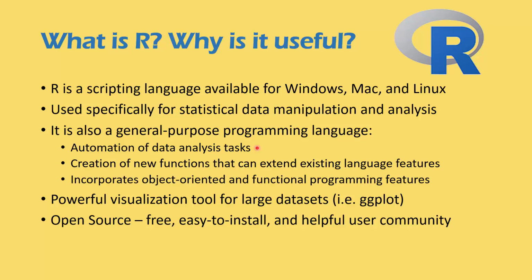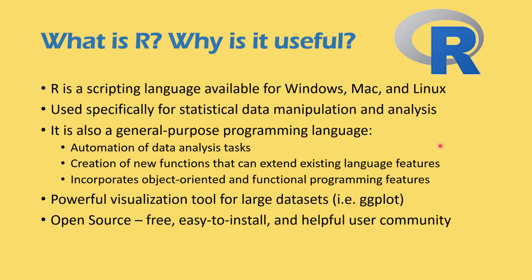So what is R and why is it useful? Well, R is a scripting language available for Windows, Mac, and Linux. Its main use is for statistical computing, data manipulation, and data analysis. But it also serves as a general purpose programming language, so you can take these data analysis tasks that you might perform manually and actually automate them.